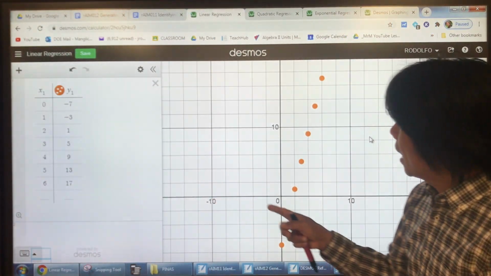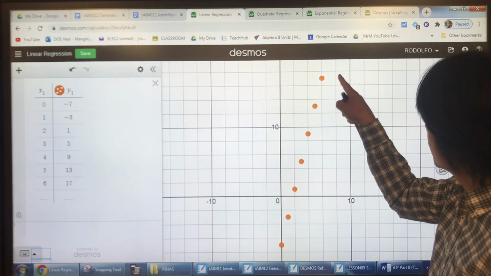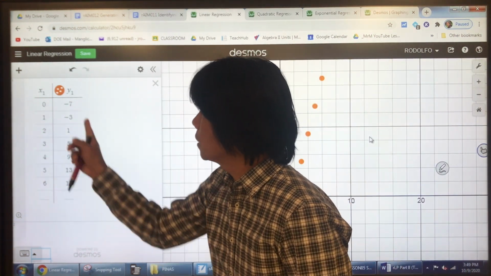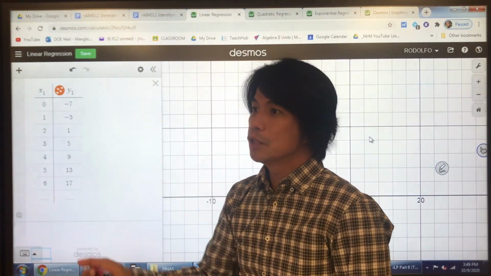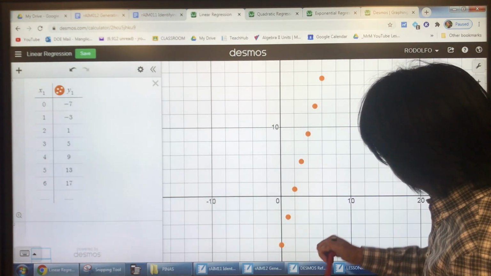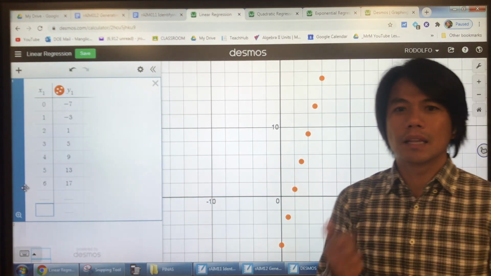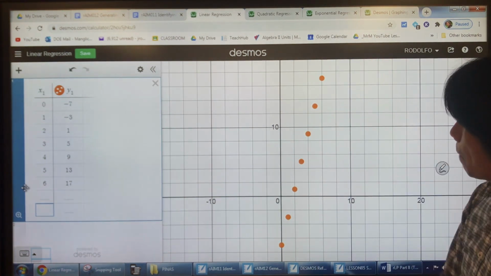Now notice that on my grid I have 7 points: 1, 2, 3, 4, 5, 6, 7. I have 7 coordinates here. There's no line yet. If you notice, these points fall on the same line. Now how do we generate the line that passes through these points?